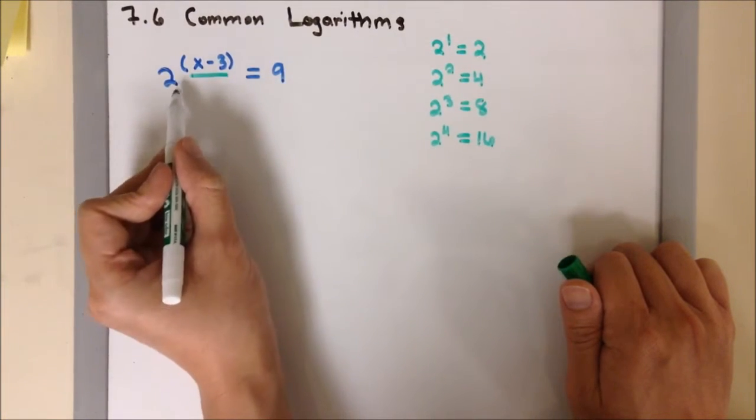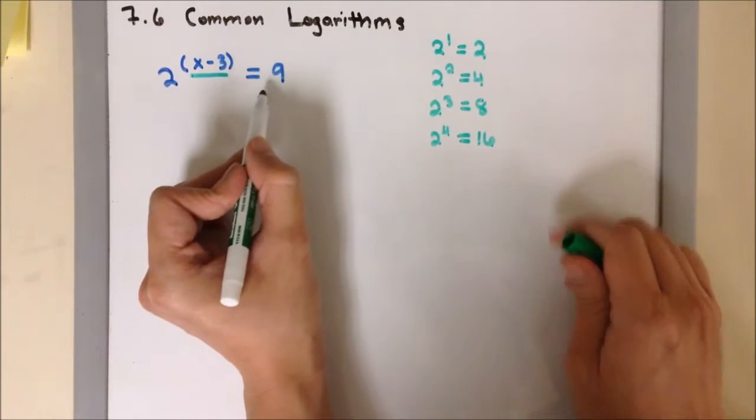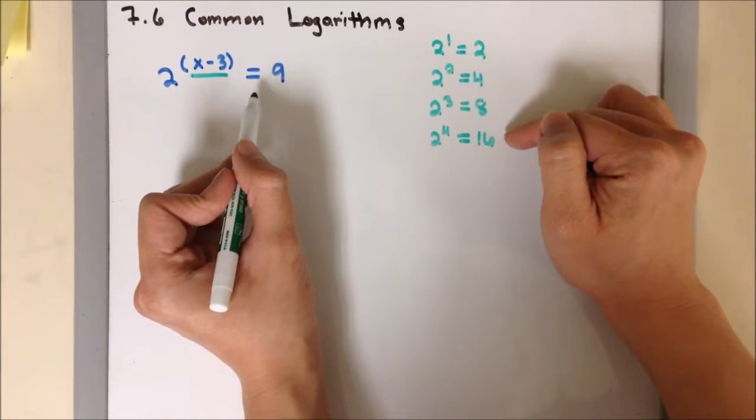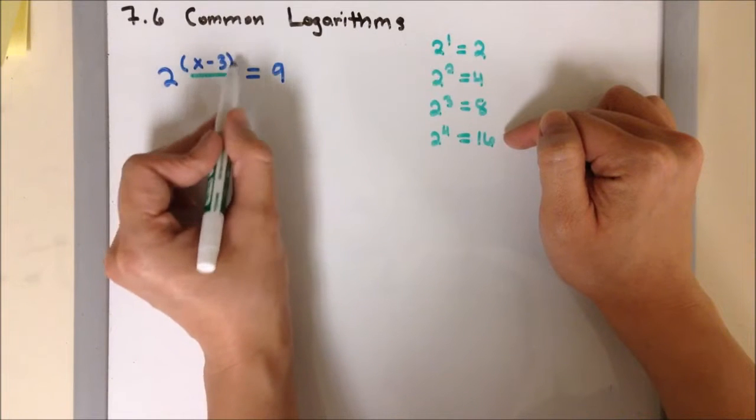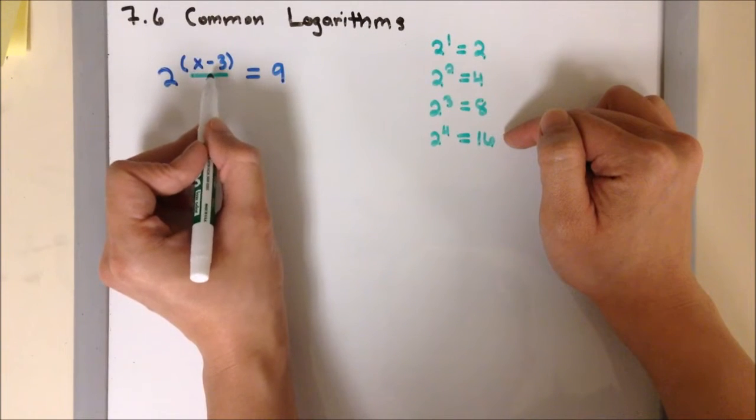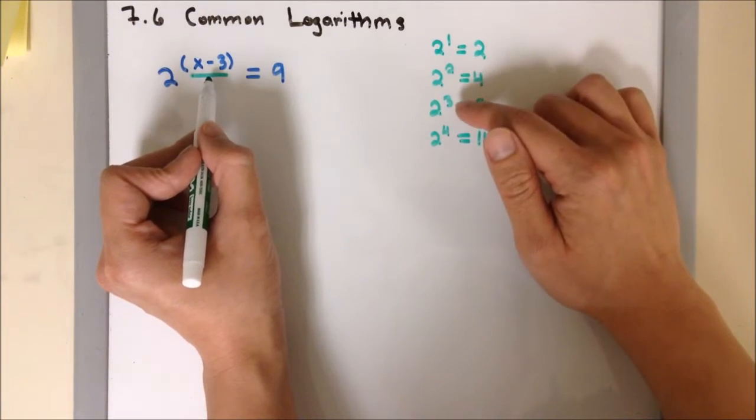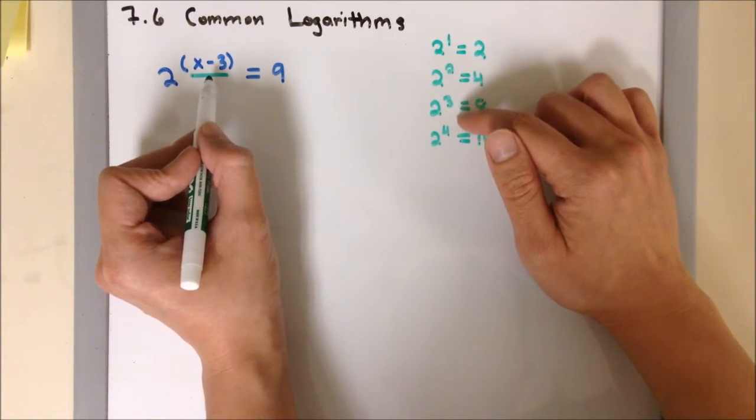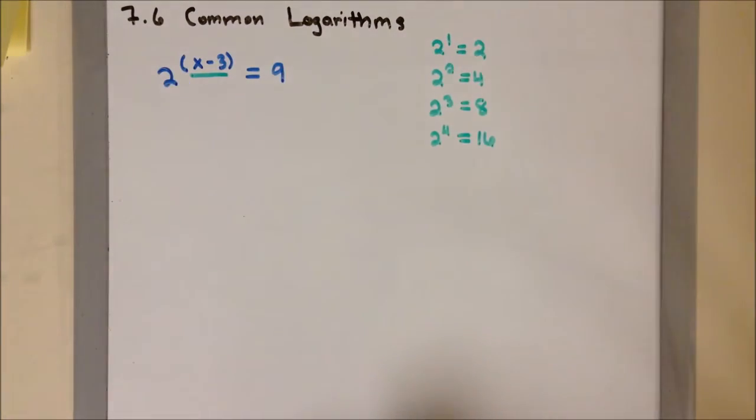So if 2 to the power of x minus 3 is equal to 9, that means it's going to be between 8 and 16. Therefore, our exponent, x minus 3, will equal a number that's between 3 and 4, and it will be a decimal number.